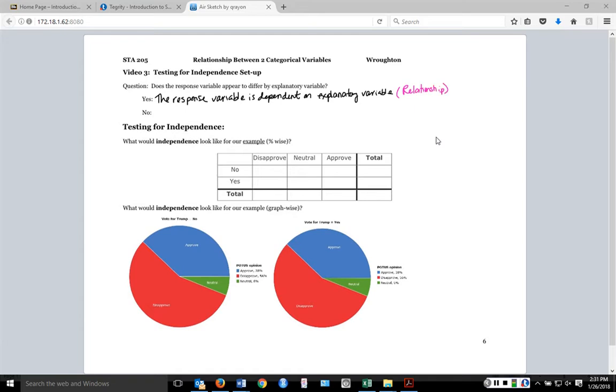If instead the answer is no, so no, the response variable is not different based upon the explanatory variable, then the response variable is independent of the explanatory variable. Or in a sense, there is no relationship between our two variables.